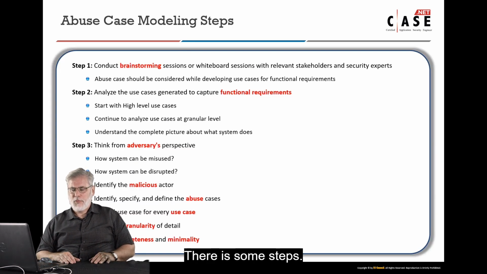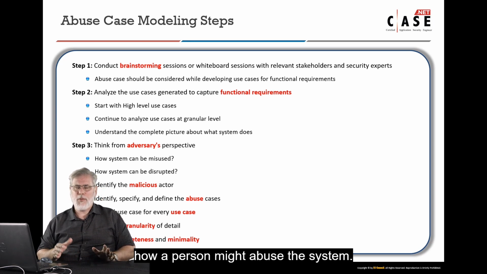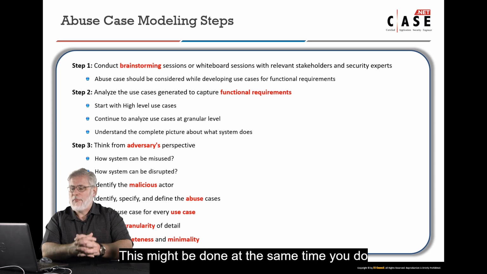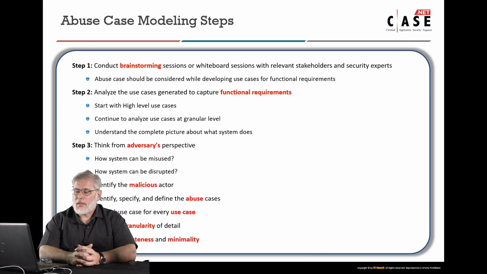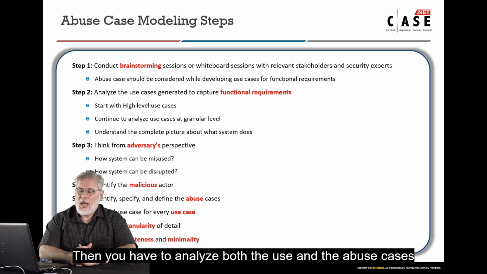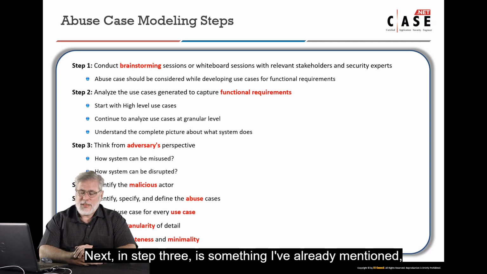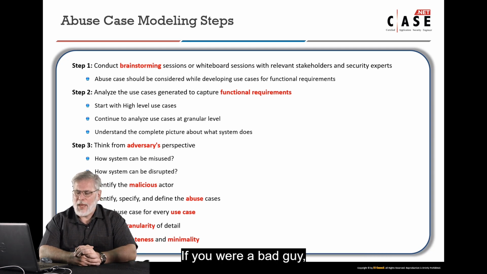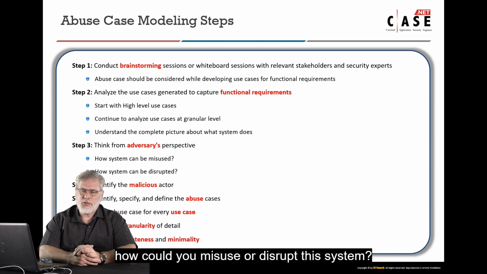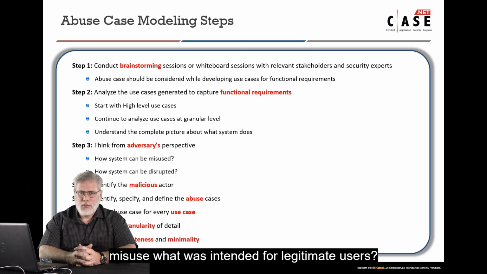There are some steps. We can start with simple brainstorming, doing all of these abuse cases, how a person might abuse the system. This might be done at the same time you do functional use case requirements. Then you have to analyze both the use and the abuse cases to capture functional requirements. Next, in step 3, is something I've already mentioned. Think from the adversary's perspective. If you were a bad guy, how could you misuse or disrupt this system? What are ways that you could misuse what was intended for legitimate users?